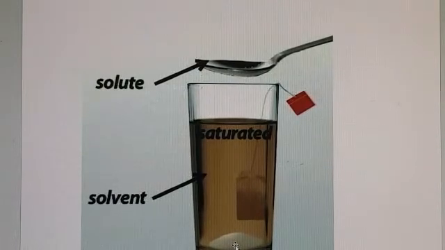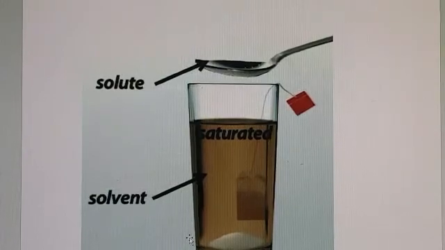And the saturated solution can be dissolved by the heating method. If you want to get back your dissolved substance, for example, if you heat up that solution, you can get your substance back. Understand, students? Hope you are very clear with this lesson.